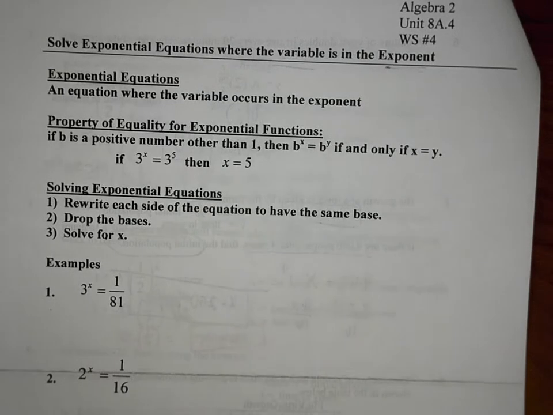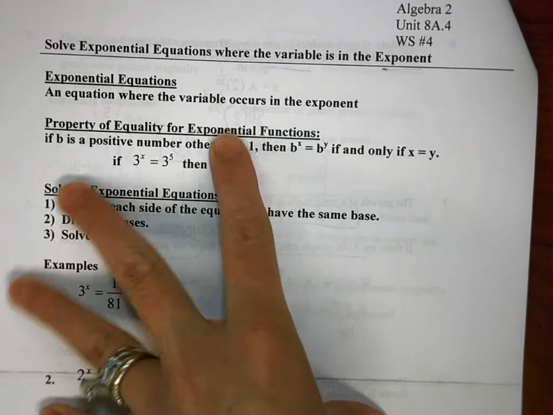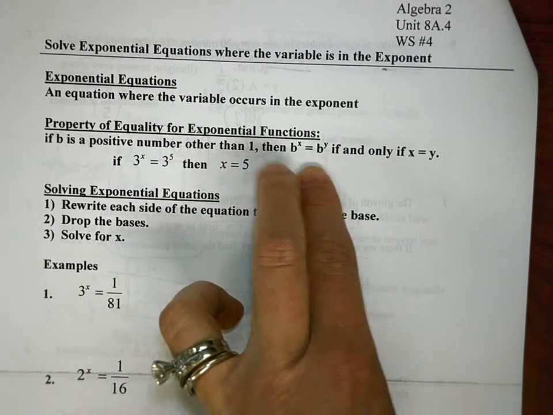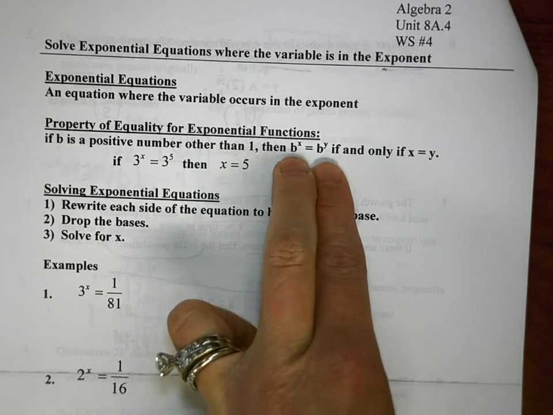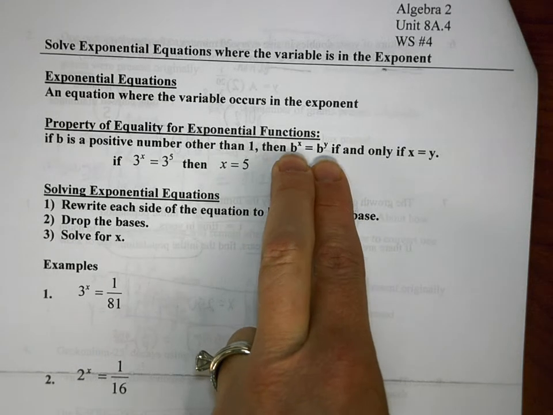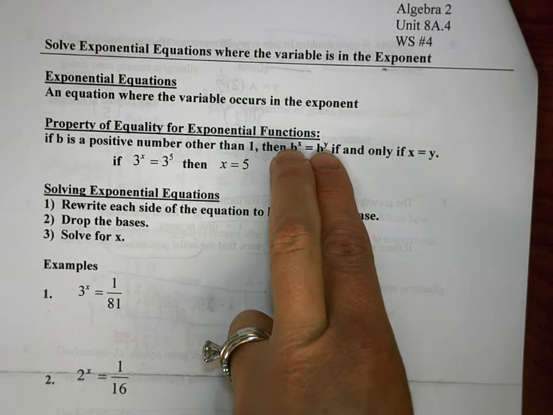Today we're talking about exponential equations, with a variable in the exponent. Exponential equations, it tells you right there in the definition. The thing with exponential functions and equations is that you want them to have the same base. If their bases are the same, then their exponents are equal to each other.